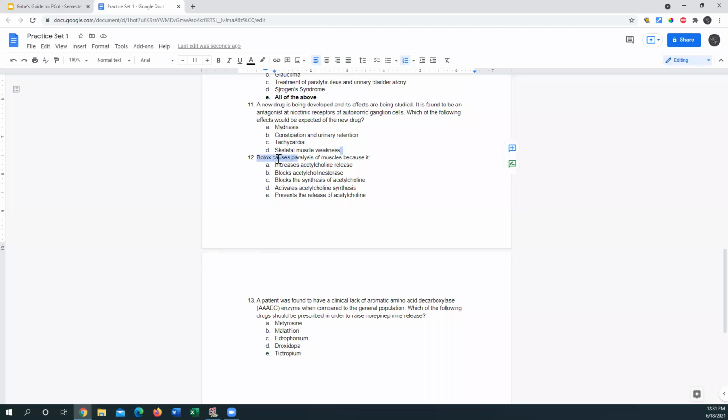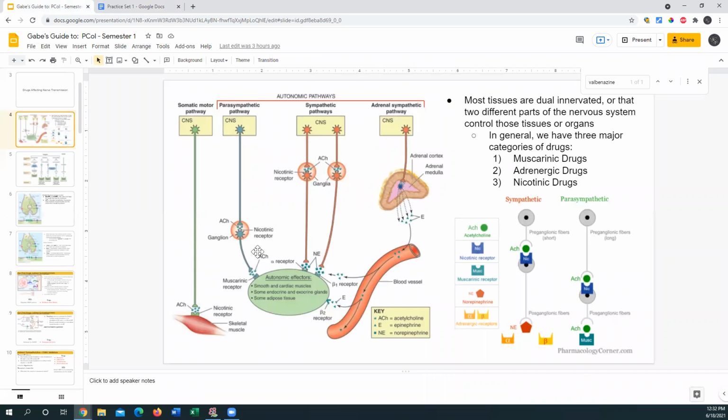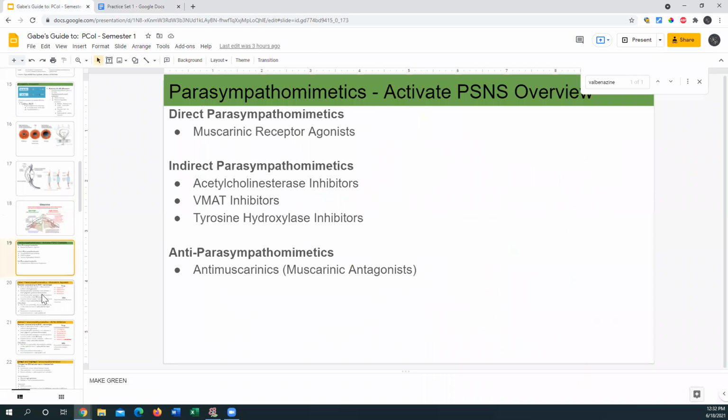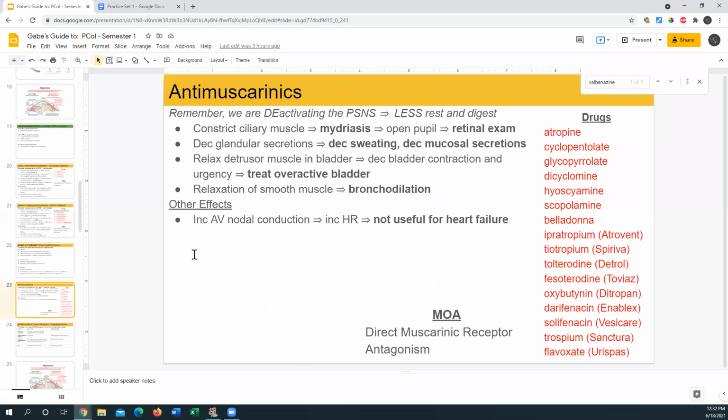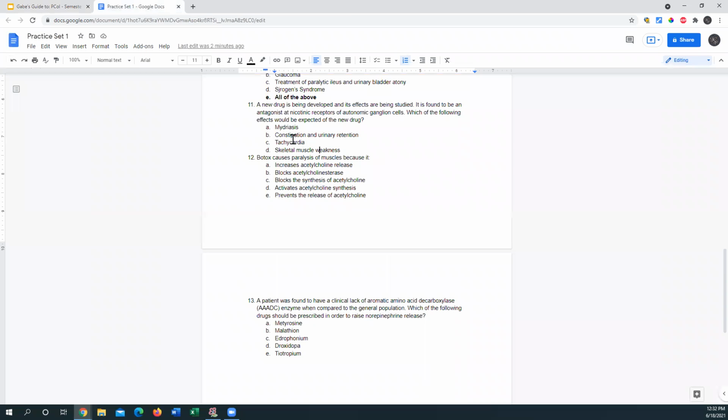And so we're not going to be causing that muscle weakness, right? Because we're not going to be affecting the nicotinic receptors on the somatic ganglion cells. And so if we're going to be decreasing the amount of acetylcholine on muscarinic receptors, then we're essentially acting like an anti-muscarinic. So we're going to see mydriasis. We're going to be seeing increased heart rate. We're going to be decreasing our bladder contraction. We're going to be decreasing GI motility. And so really the answers here are all three.